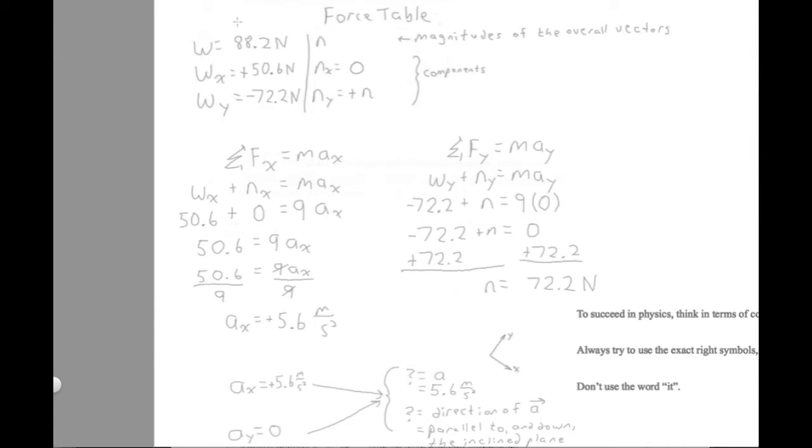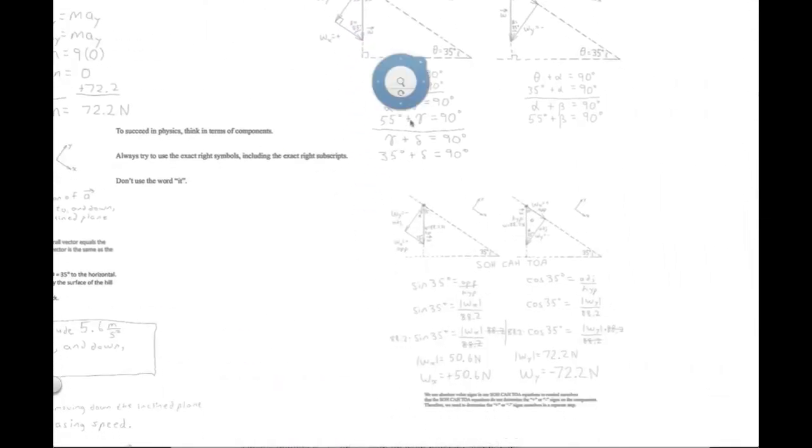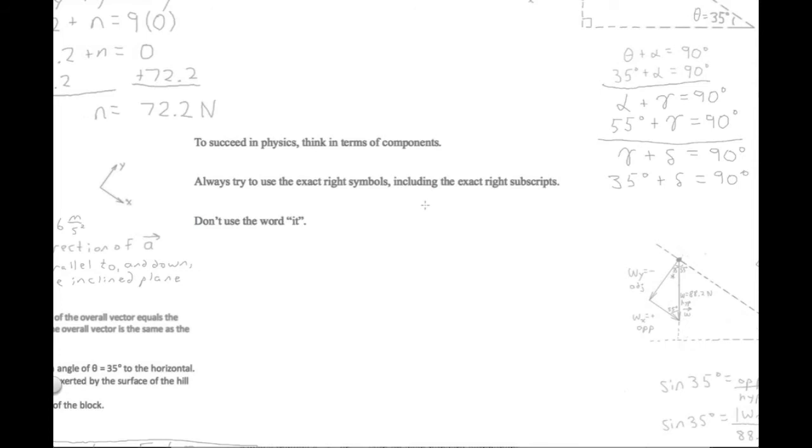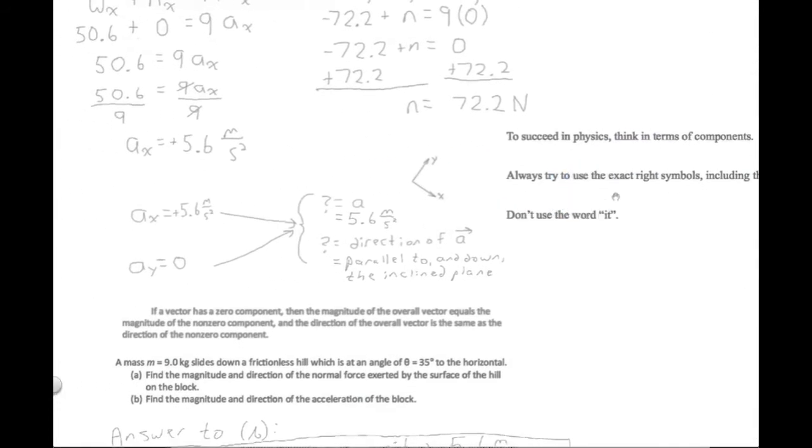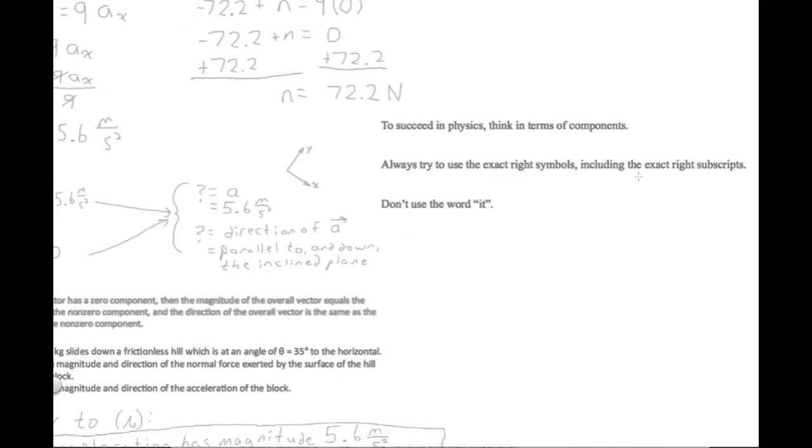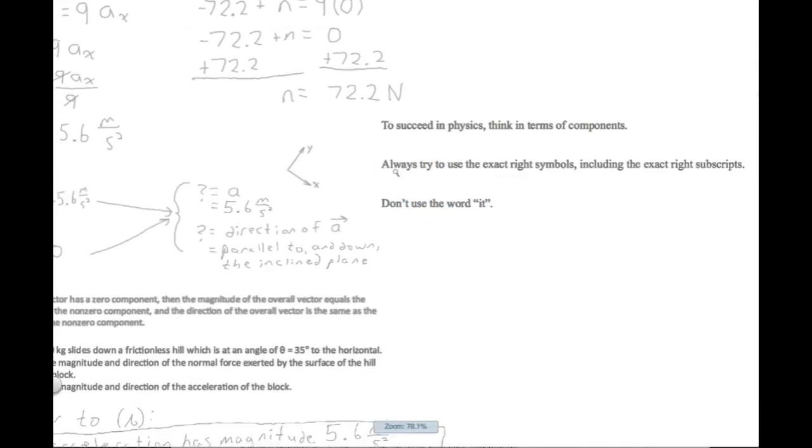So make sure you're using the same symbols in your force table that I'm using, for example. Try to make sure you're using the same symbols in your Newton's second law equations that I'm using. I encourage you to use the same symbols when you're doing your SOH CAH TOA work for breaking things into components that I'm using. Those symbols are all the symbols that are chosen to be the most useful for a beginner to develop their physics skills. So be tough on yourself and try to force yourself to use the exact right symbols, including the exact right subscripts.